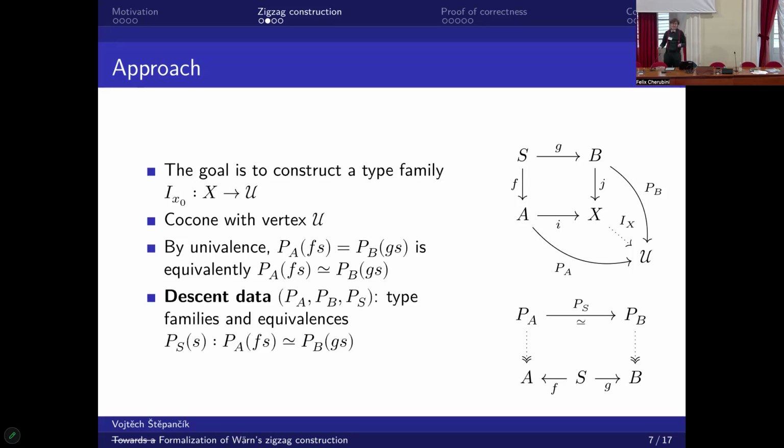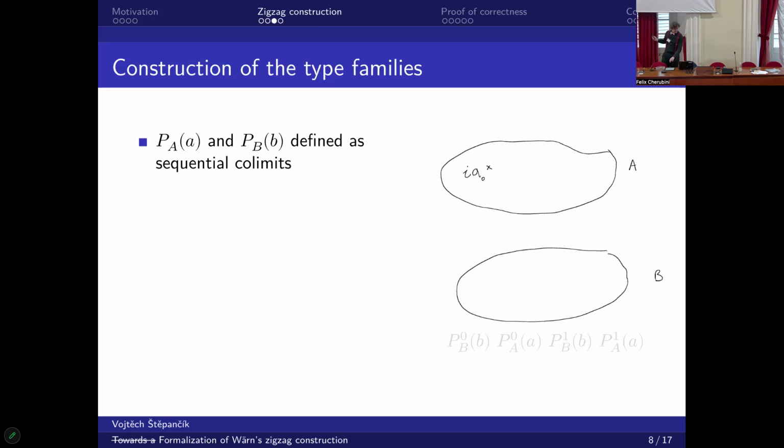And it's this type of triples consisting of two type families over the two components of the pushout and a family of equivalences that in some sense says that those type families agree on overlaps in the pushout. Okay, so how do we construct those type families? We construct their fibers as sequential colimits.